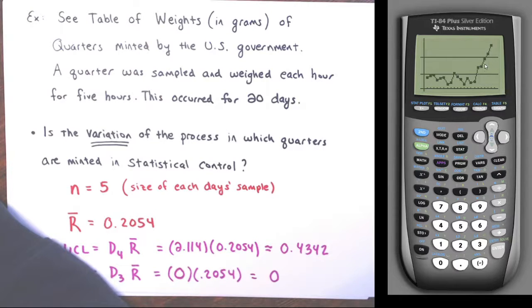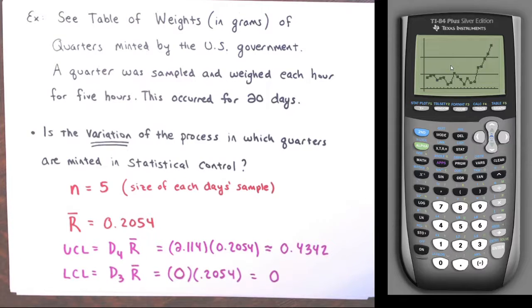And even here we're seeing another condition that's broken. See, there are two ranges from the last 2 days, days 19 and 20, that are above the upper control limit. So there are 4 different reasons why I'm seeing that this process is out of control. It is not statistically stable. So something needs to be fixed. I need to go in and figure out what's going on with these machines that are minting these quarters.